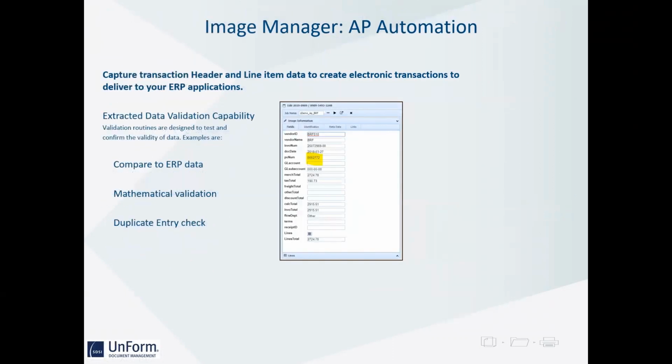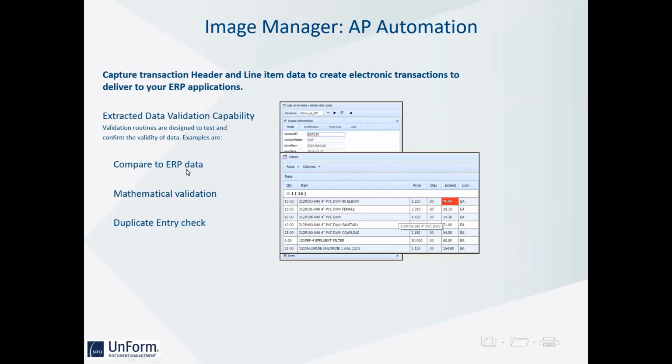With Image Manager, you don't need to buy any additional software to do it. You can use it to automate data entry for various processes. A typical scenario is with accounts payable. As documents come in for accounts payable, we can run different validations on it to begin with. Again, some examples are, does the PO number exist in my ERP?